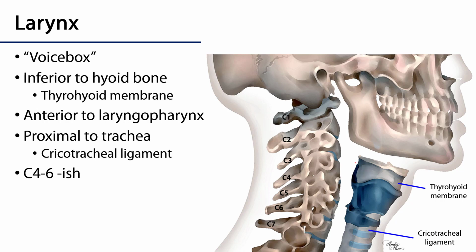So the larynx, which I'll encircle here, sits inferiorly from the hyoid bone. It's suspended from the hyoid bone by the thyrohyoid membrane. It sits atop the trachea, and it suspends the trachea by the cricotracheal ligament. And it's sitting anterior to the pharynx, specifically the laryngopharynx.